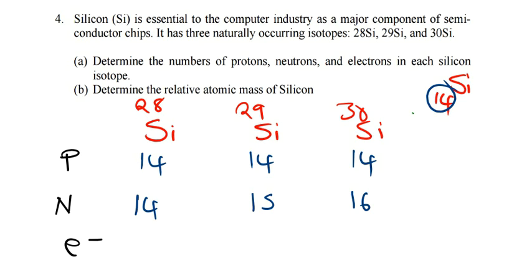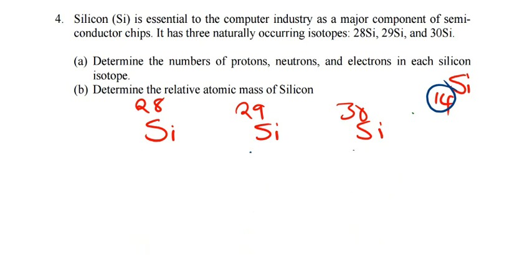And then finally, electrons. So all these are neutral, so electrons are going to be the same with the protons. Okay, so we've seen that where we've got a difference is on the neutrons. Determine the relative atomic mass of silicon. So relative atomic mass is a very important concept under the study of stoichiometry.